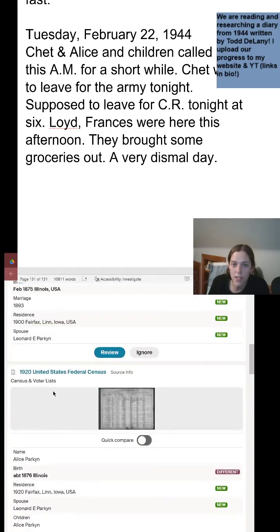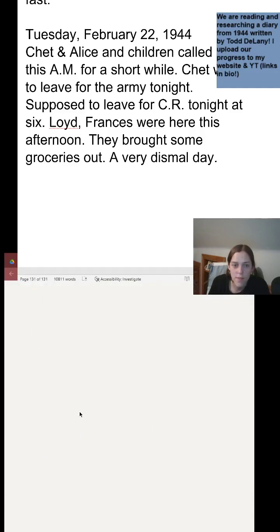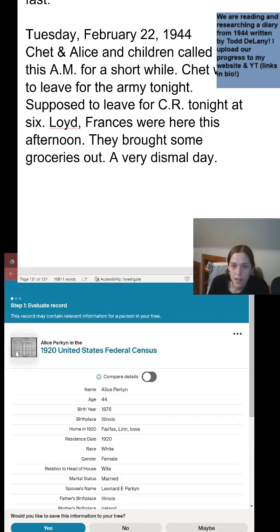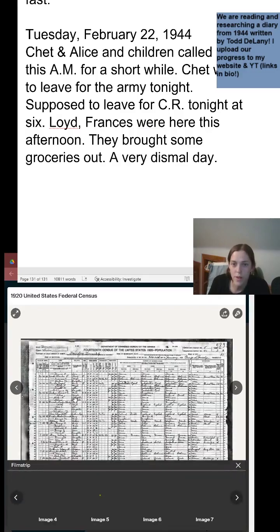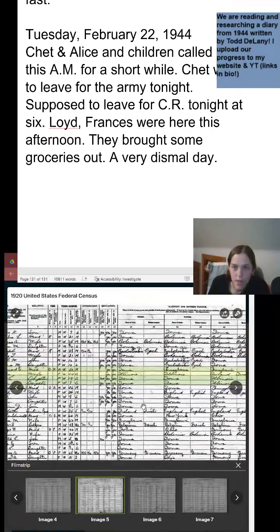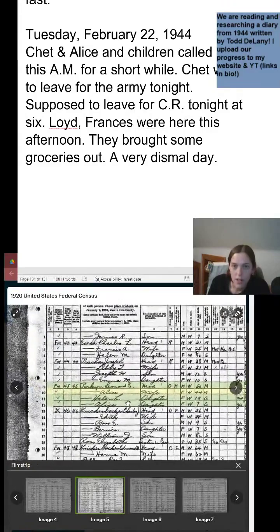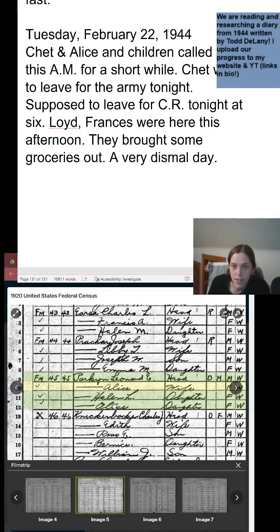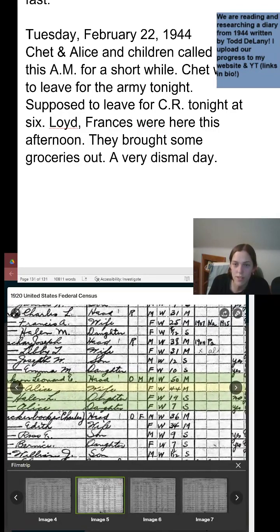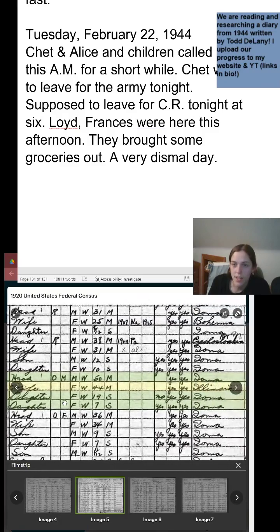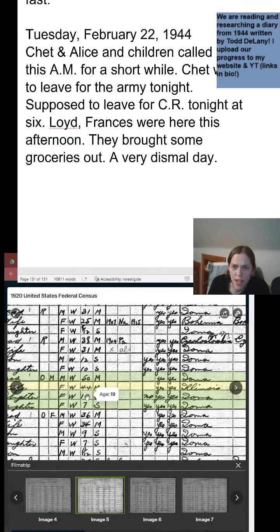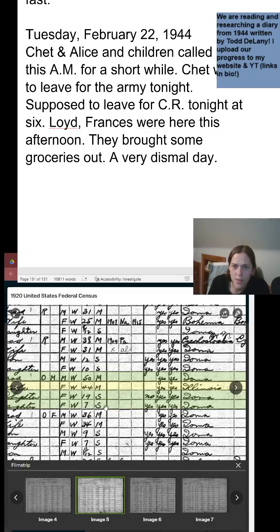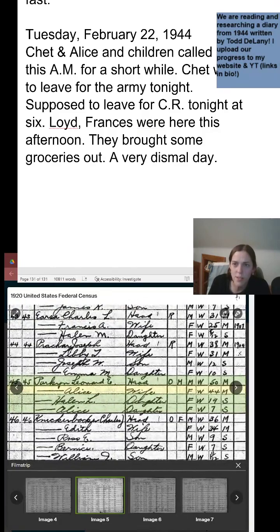So if I go to 1920, she was 44 then, so she probably already had her children. Yes, there she is. So there is Leonard, Alice, Helen. Okay, that must be the Helen that he's talking about a lot. He goes to visit Helen and then Alice. Helen was 19 in 1920 and Alice was 7 in 1920. That makes sense. That's probably them that he's talking about. We finally know who Helen is too.